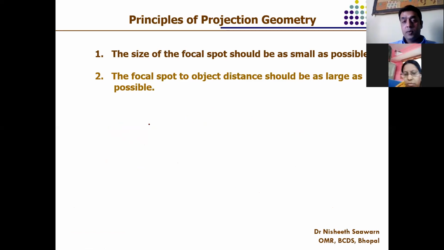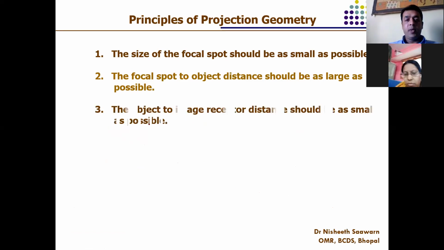I'll show you in later slides with examples and pictures. Third, the object to image receptor distance should be as close as possible. The object and the image receptor mean where you want to make the shadow and what you want to make the shadow of: the tooth and the film, or your hand and the wall, or the pen and the wall, has to be as close as possible.